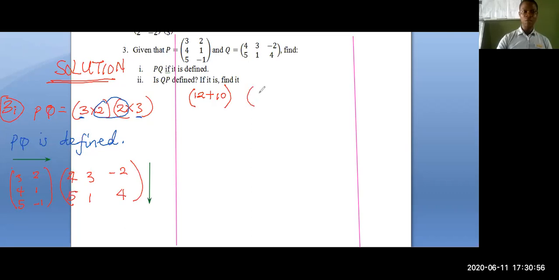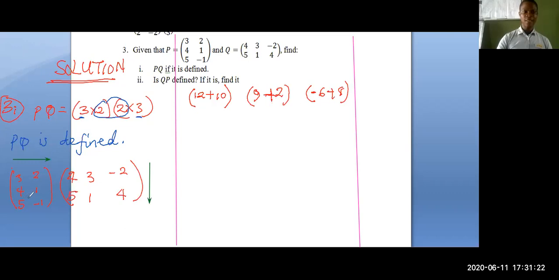So 3 times 2 gives us 6, then plus 2 times 1 to give us 2. And 3 times minus 2 gives us minus 6, and 2 times 4 gives us 8, so plus 8. So that's what we have. So I have used this row now to produce this answer because there are 3 columns, 1, 2, 3. So that is the 3 answers, 1, 2, 3.